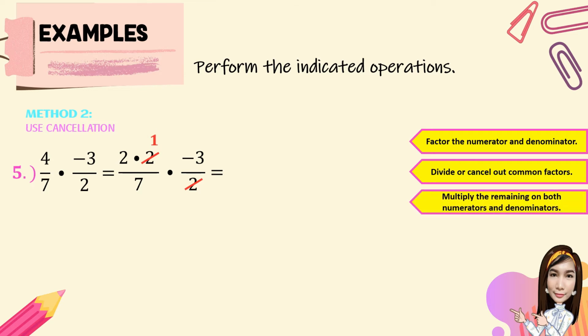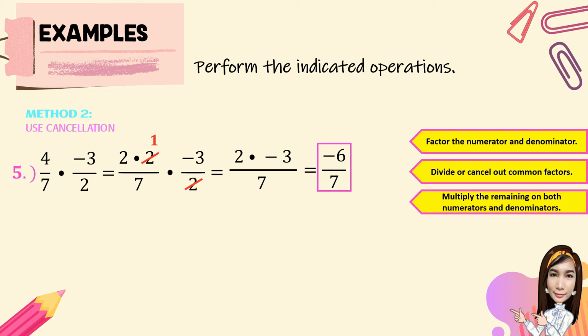Then multiply the remaining on both numerators and denominators. So on the numerator, we have the remaining 2 times negative 3 times 1. Still we have 2 times negative 3. So any number multiplied by 1, still we have the number. Then on the denominator, we have the remaining 7. Then multiply 2 times negative 3 is equal to negative 6 over 7. And that is the final answer.